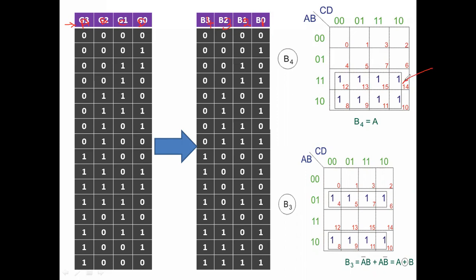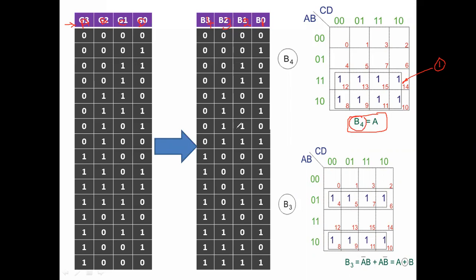Here, there is no possibility of grouping all 16 cells, but there is a possibility of grouping 8 ones. So all the ones are covered here by this grouping. Finally, by taking the common variable outside, the result is B4 is equal to A. That means the required binary MSB bit is the gray MSB bit.